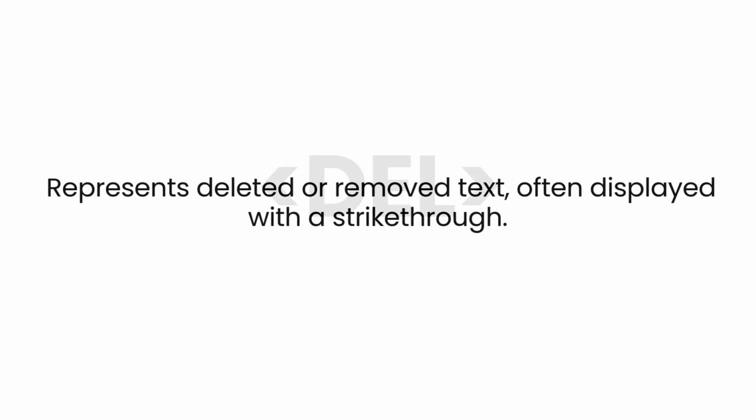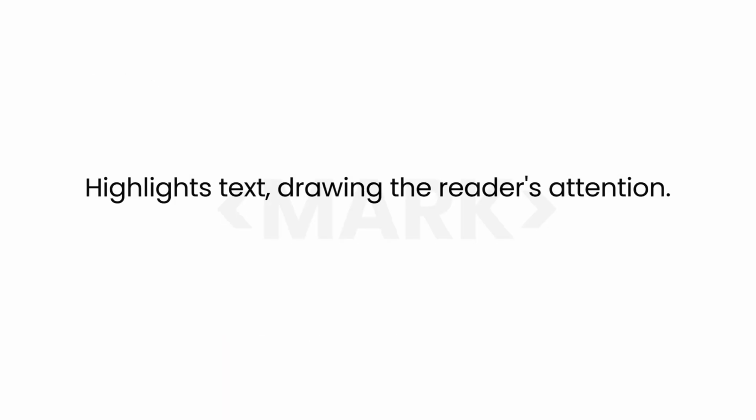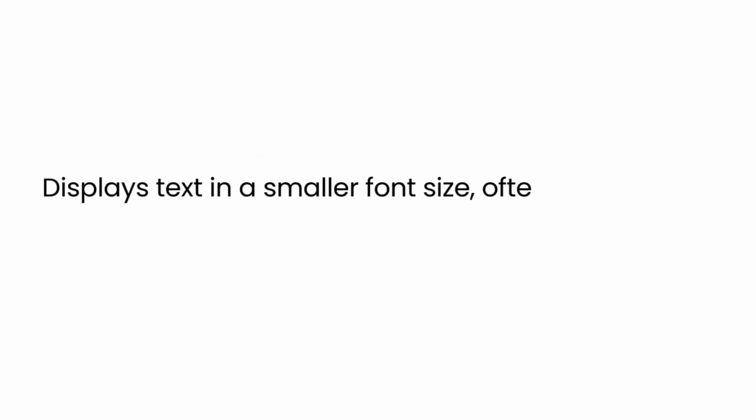Next is del tag or delete tag. Represents deleted or removed text, often displayed with a strike-through. Mark tag. Highlights text, drawing the reader's attention. Small tag, it displays text in a smaller font size, often used for fine print.